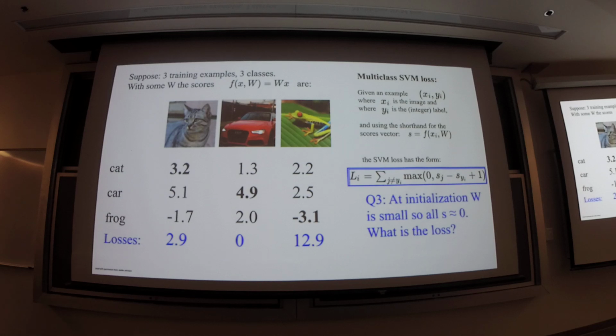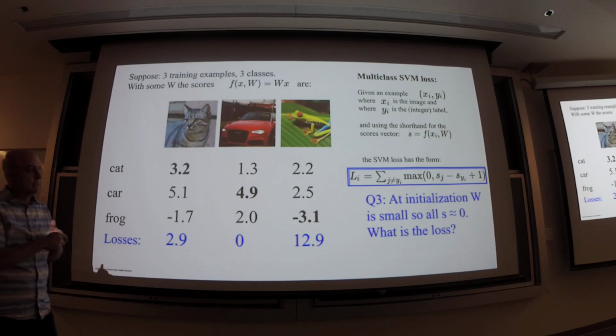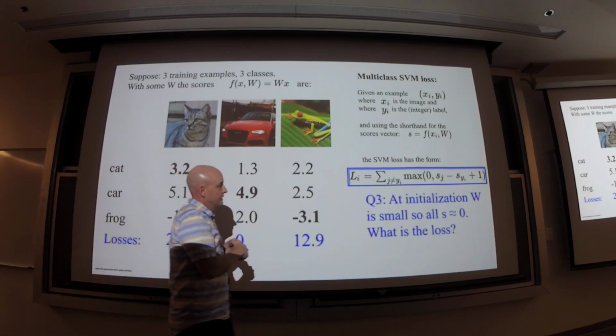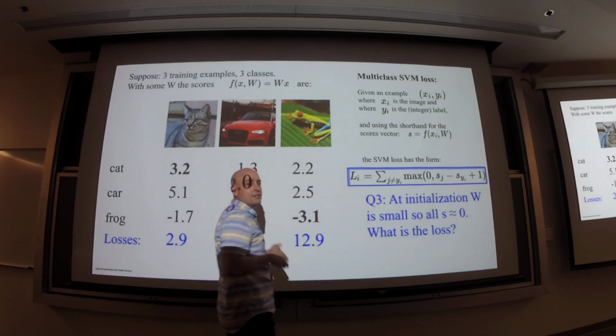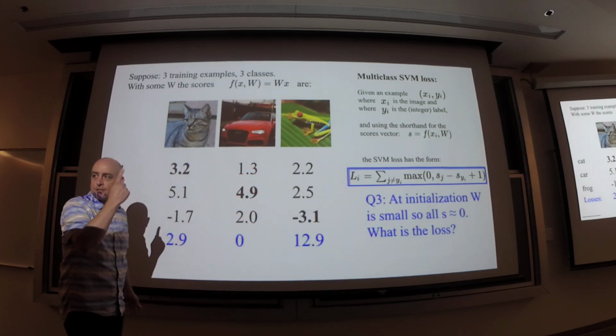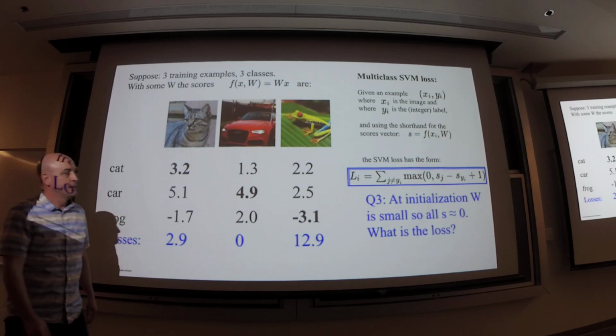Okay, at initialization, it might be the case that all of our parameters are small, in which case, because it's just a linear function, that means our scores are all small too. So what's the loss in that case? Okay, I mean, the one is getting there. We're looking at the total loss. Think about the total loss here.